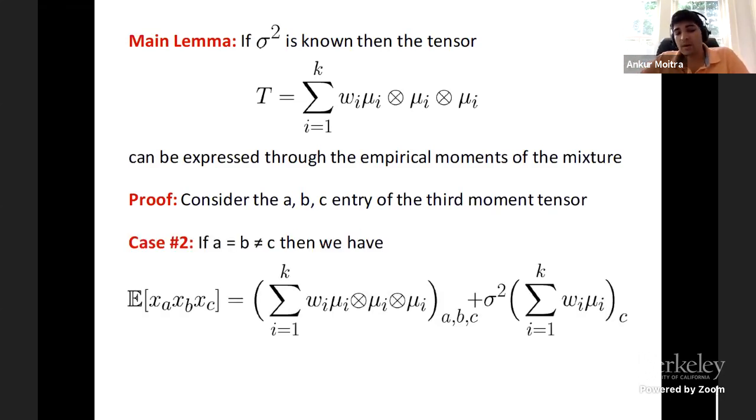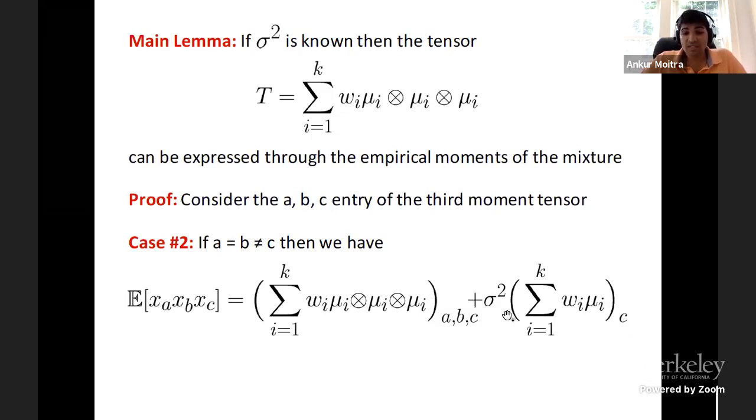Something slightly fancier happens when you have repeated indices. So what if a equals b? So you're really computing the expectation of x_a squared times x_c. So you get the same thing where you index into this abc entry of this low rank tensor you wish you had. But there's an extra factor that comes from the noise, this additive sigma squared noise. So you get a plus sigma squared times the sum over i of w sub i and mu sub i at c. So this just comes from expressing what the second moment of a Gaussian is. You can just read this off Wikipedia and compute this expression, very simple. Now, the key thing is that this is not the thing that I'm after, because it's not the abc entry in T.